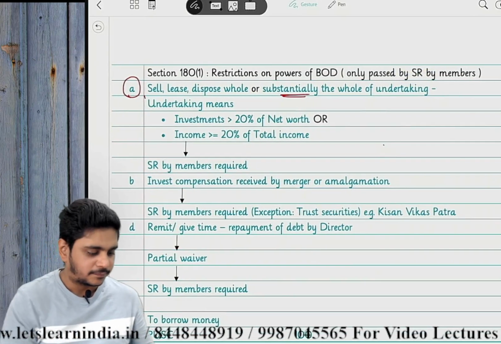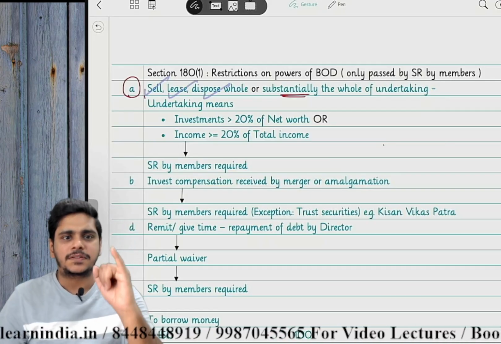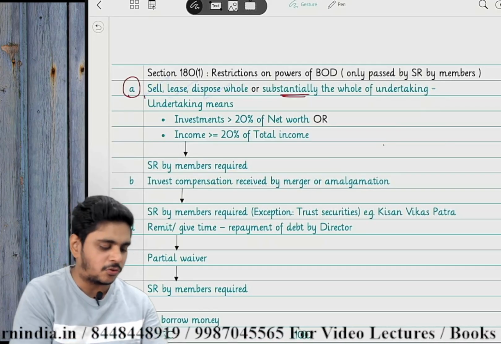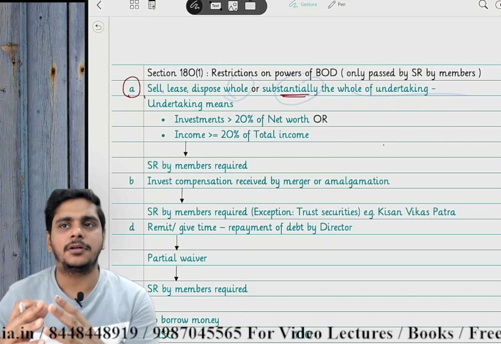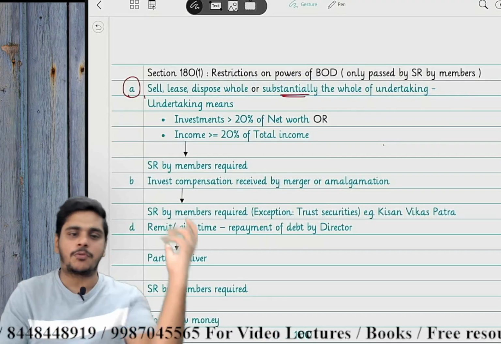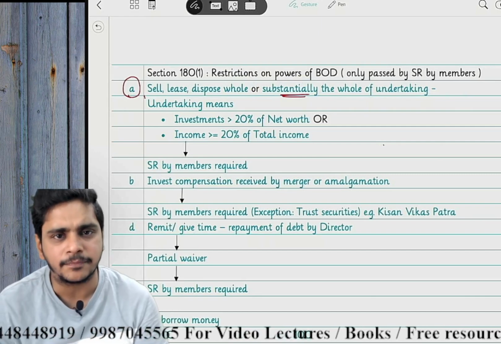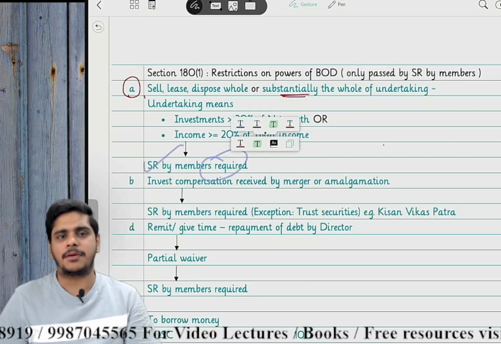First power, to sell, to lease, to dispose, either the whole or substantially the whole of the undertaking. So they have a factory or a building, they want to sell it, give it on lease, or dispose of it. That means they want to destroy it. It is the power of SR by members. SR by members is required.